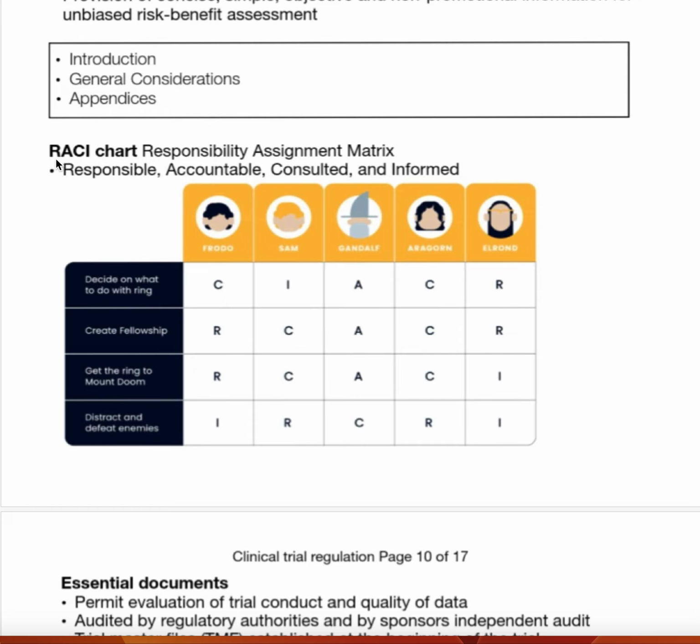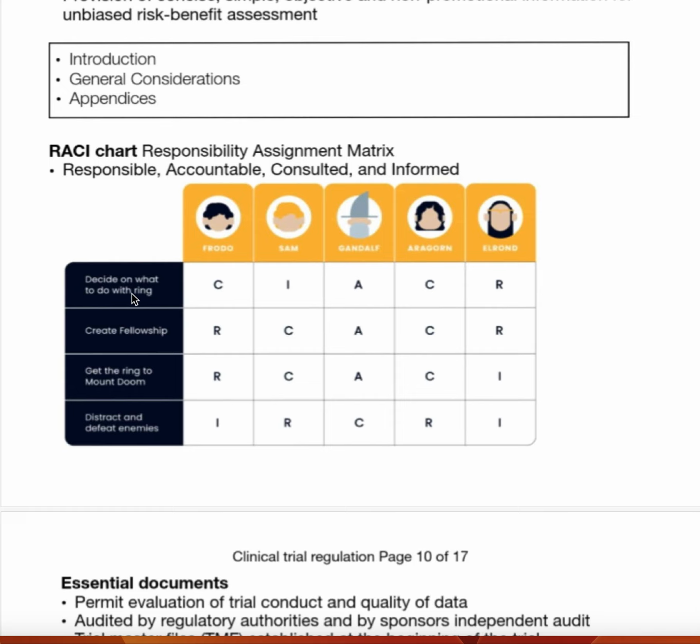So we also have the RACI chart. R means responsibility, A means assignment matrix. So we can say these are: R, responsible; A, accountable; C, consulted; and I, informed. That's exactly what we mean by this chart. So R, responsible, A, accountable, C, consulted, and I, informed.